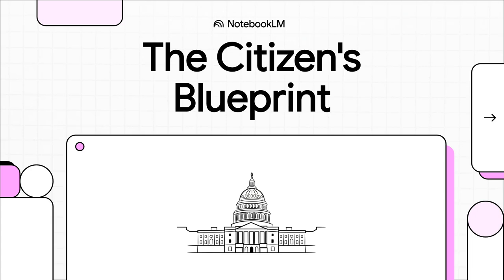Hey everyone, and welcome. Ever think about the United States as, well, kind of like a giant computer? Today we're going to look at its operating system. We're talking about the blueprint for American government and, most importantly, what it means to be a citizen. You know, the person who actually gets to use the keyboard. All right, let's jump right in.